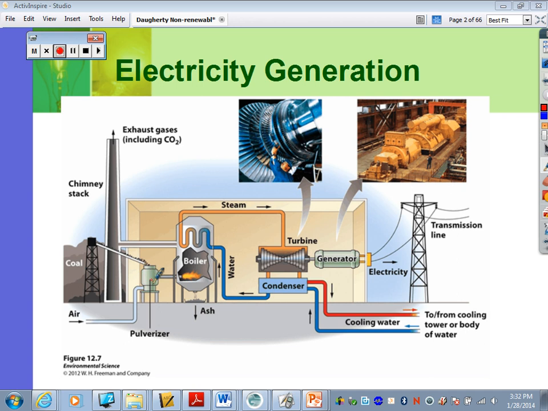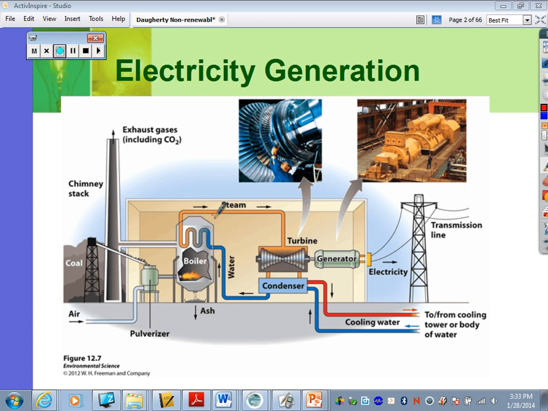To begin with, we're going to burn that coal. We're going to do the combustion process, and that is going to send the heat into what we call a boiler. And over here we see that we have incoming water. In a lot of power plants, we have water coming in, and we want to use heat to change water into steam.